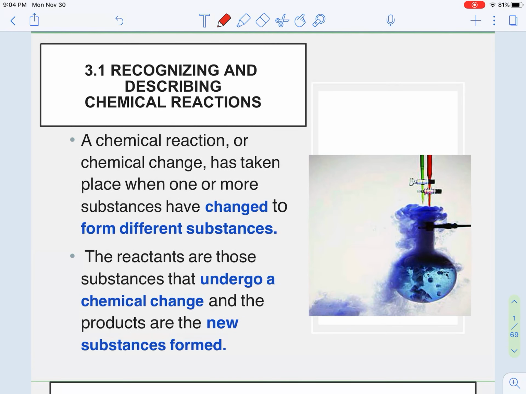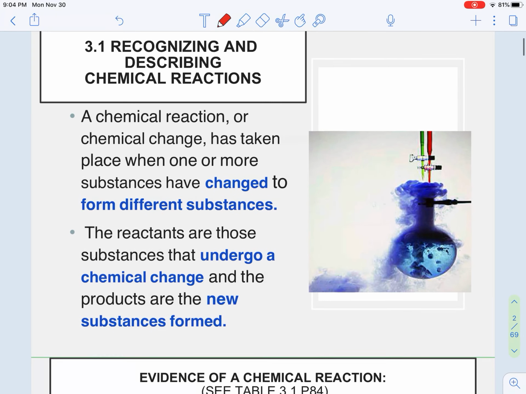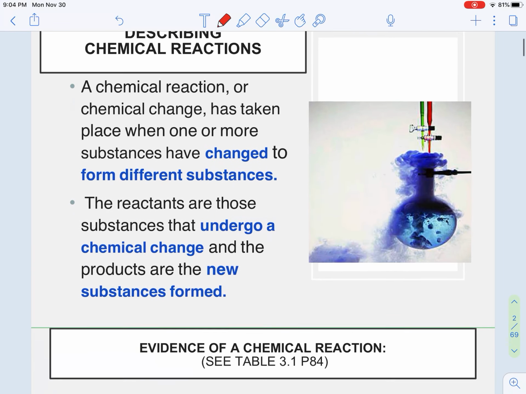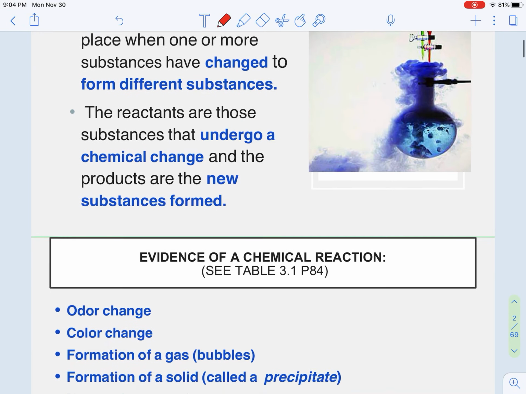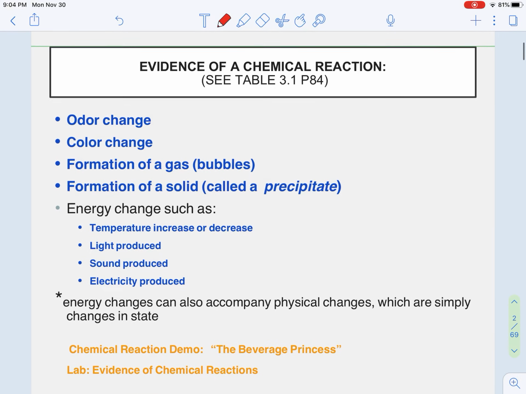And we'll start off with looking at what a reaction is, and that is when substances have changed in their chemical form. And so they have undergone a chemical change, and there will be a new product or products formed when a chemical reaction has happened.